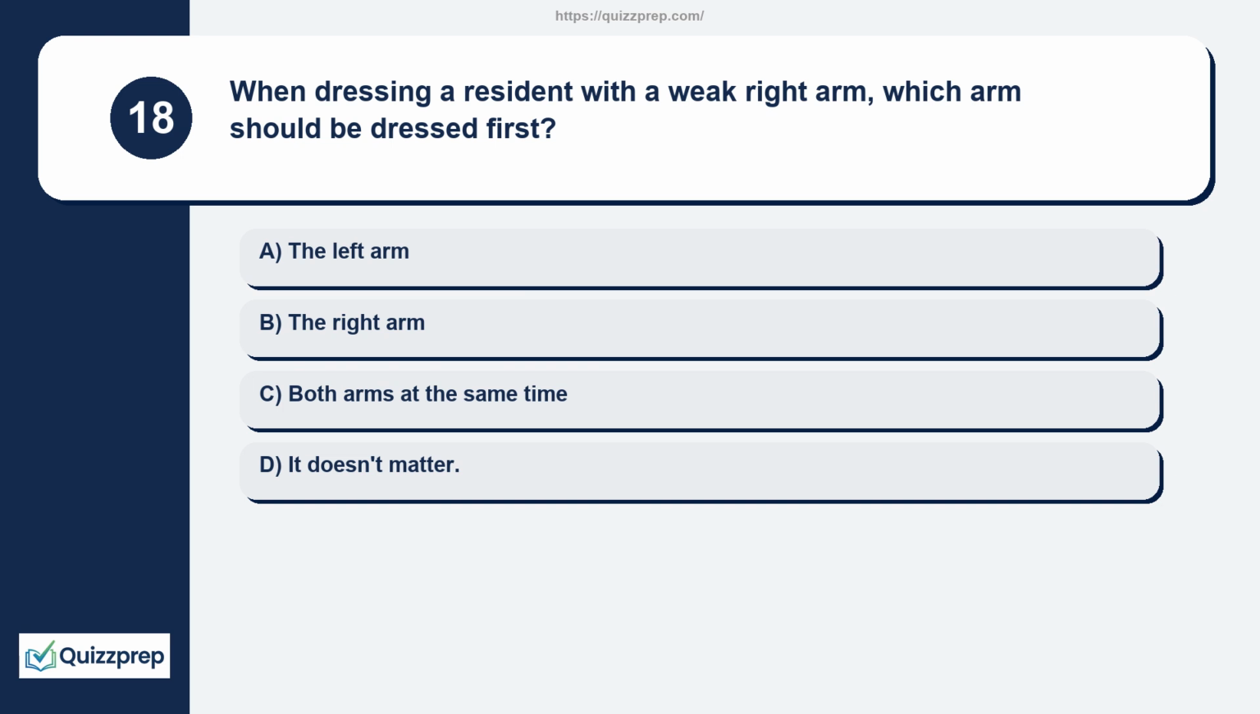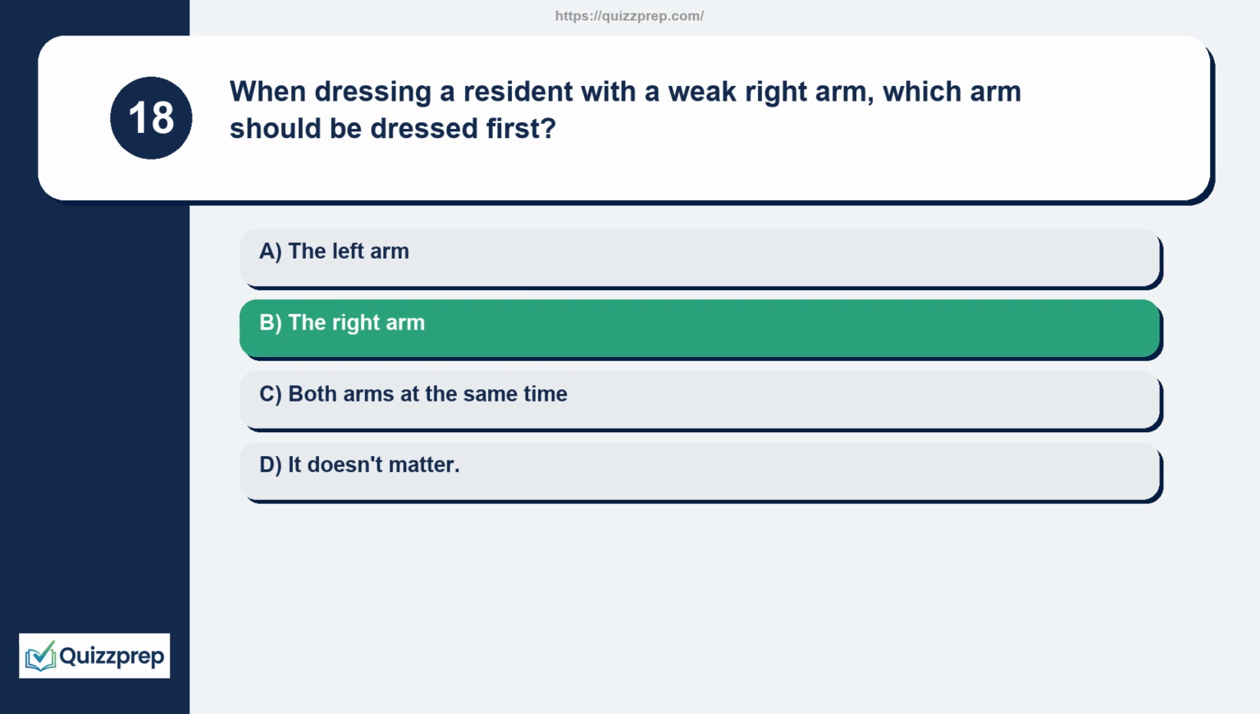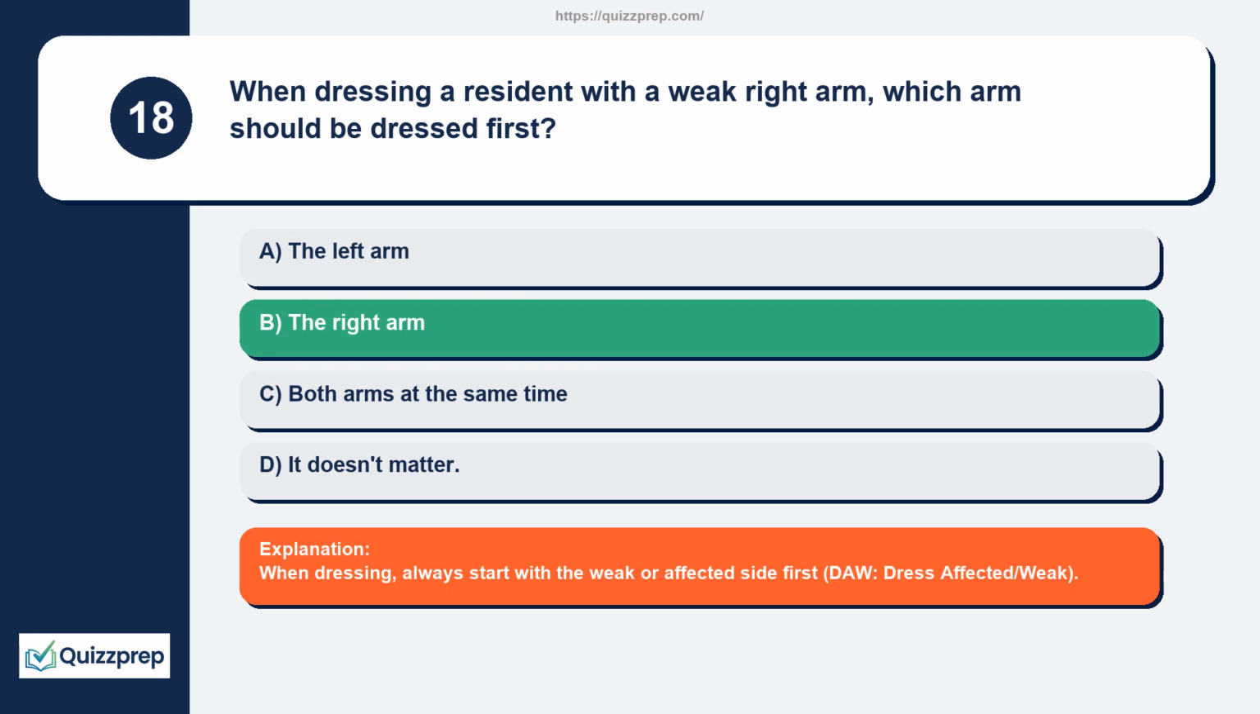Question 18. When dressing a resident with a weak right arm, which arm should be dressed first? The left arm, the right arm, both arms at the same time. It doesn't matter. When dressing, always start with the weak or affected side first. Dress affected, weak side first.